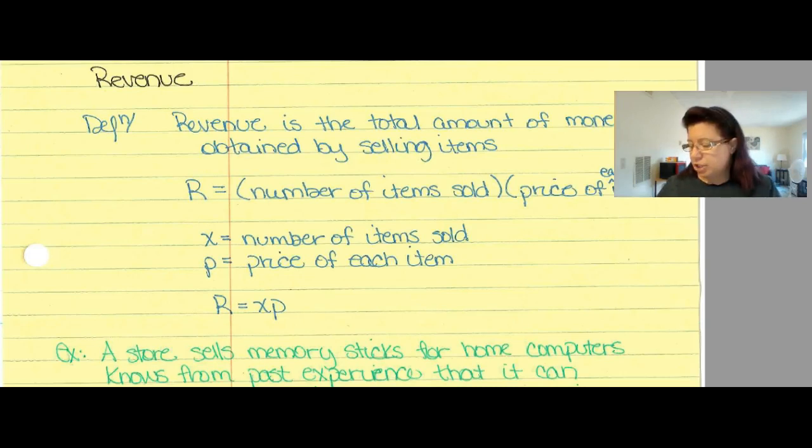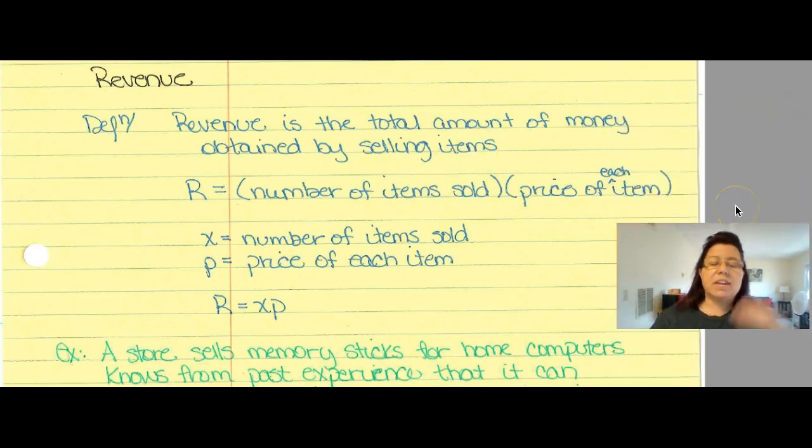All right. Let's change gears a little bit and talk about how we can utilize what we've been doing in a real problem. Let's take revenue. Revenue is the total amount of money obtained by selling items. So you take the price of the item, multiply it by how many you sold, and that's the revenue. Let's say X is the number of items sold. I don't know what I sold, but I'm just going to call it X. And P is the price of each item. So we can condense this: R equals number of items sold times price of each item, or R equals X times P.